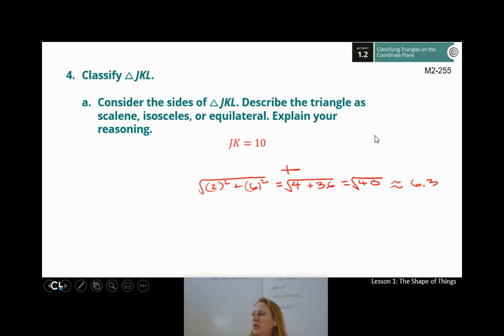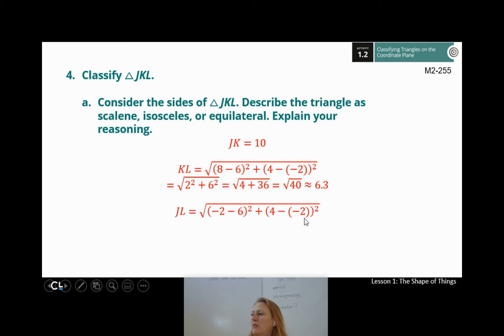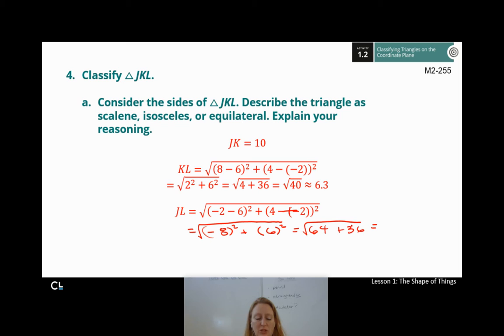I'm going to come back over here. I'm actually going to erase all of this. I don't need it anymore. So negative 2 minus 6, and then 4 minus a negative 2. Of course, 4 minus a negative 2 is a plus. So negative 2 minus 6 is negative 8, squared. Plus 4 plus 2, that is 6, squared. Negative 8 squared, negative 8 times negative 8 is 64. 6 squared, 6 times 6 is 36. If I add those together, my trusty calculator, I do get 100. Oh, I know that one. That's a nice one. Square root of 100 is 10.